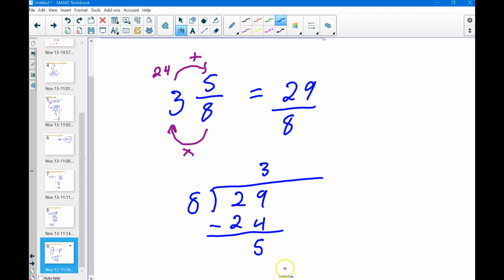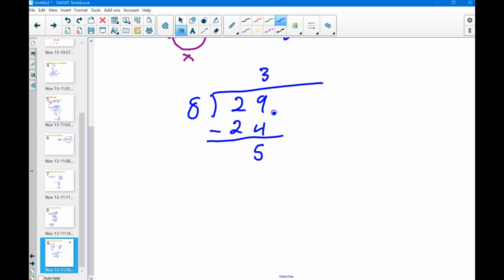8 can't divide into 5, so this is where a decimal comes into play. I put a decimal here, and I put a decimal above the line right there. Then I can drop a 0 here, and the 0 comes down to here. Now, 8 divides into 50. 6 8s are 48. This is where your multiplication tables really come in handy. If I subtract, I get 2.